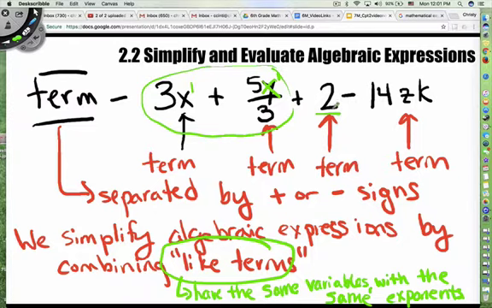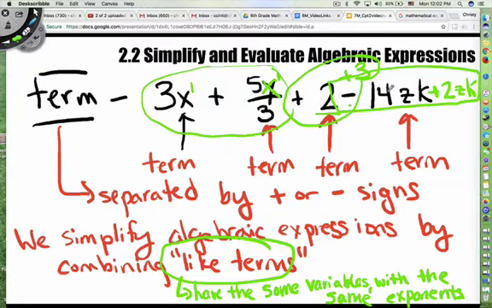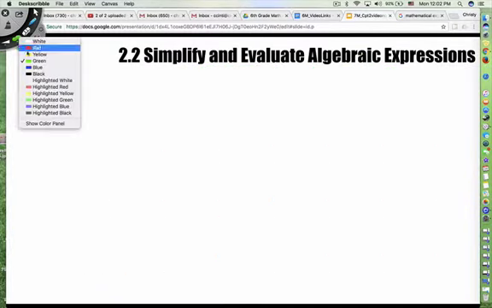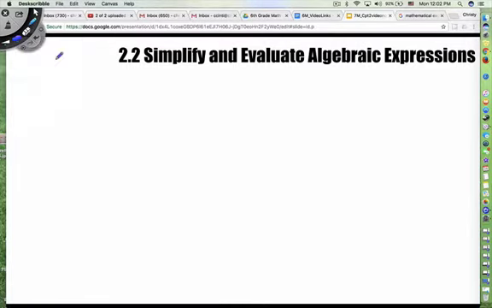2 doesn't have a variable with it, but if it was a +3, these two would be like terms and you can combine them, okay? If we had plus 2zk, then you could combine these two terms. So -14zk plus 2zk would give you a negative 12zk. But we're going to do a whole bunch of fun examples this way. So let's go ahead and clear this and do some examples.